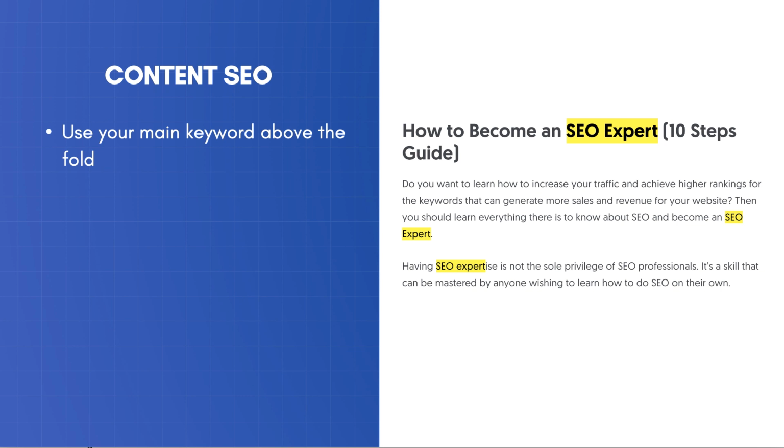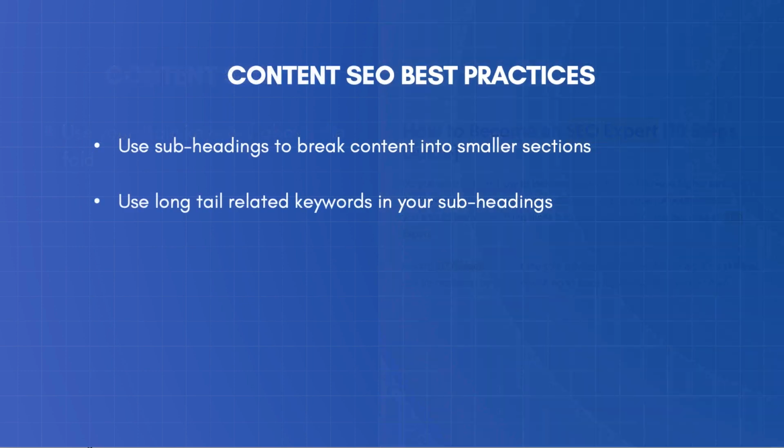The third technique is to use subheadings to break content into smaller sections. This makes the content easier to scan by search engines and users. The fourth technique is to use variations of your main keyword in the subheadings and content. When you are targeting a specific keyword, you don't just repeat that over and over again, but you should use variations of that keyword in your content.